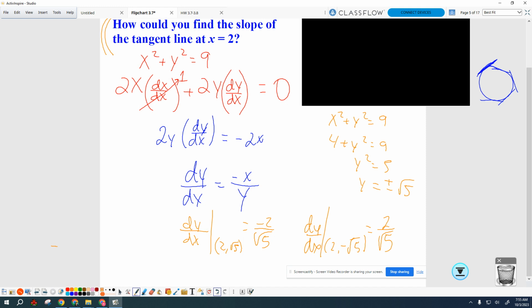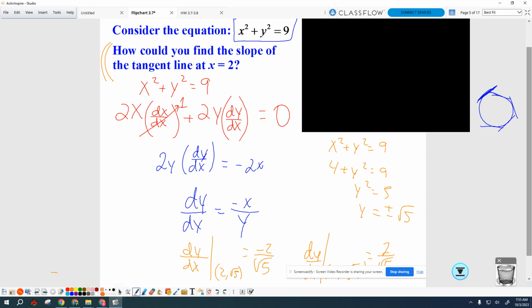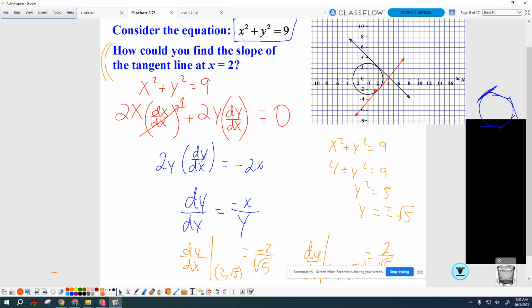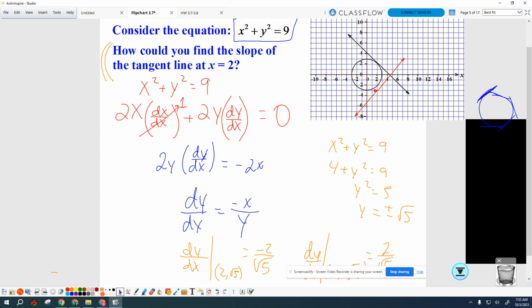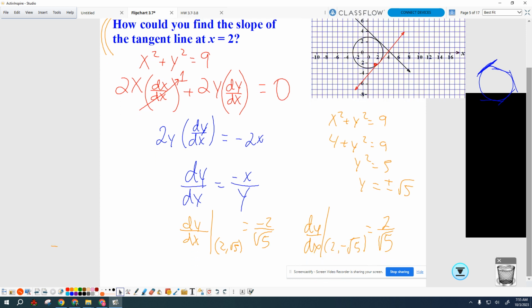All right. So let's look at it. Here's my circle, and at the coordinate 2, square root of 5, right there. Negative slope, looks like it's almost 1, 2 over root 5 is about 1. And then at the coordinate 2, negative root 5, it was a positive slope, also about 1. Like, made sense? It worked. And we got 2 answers.